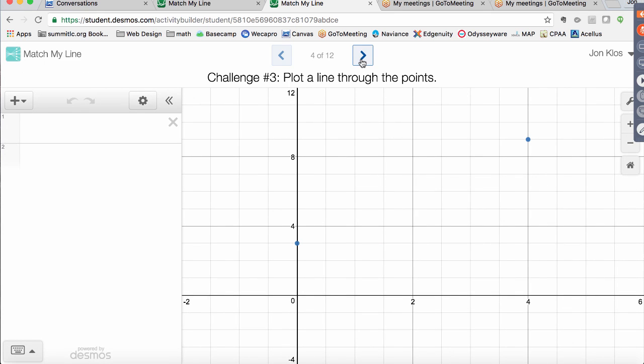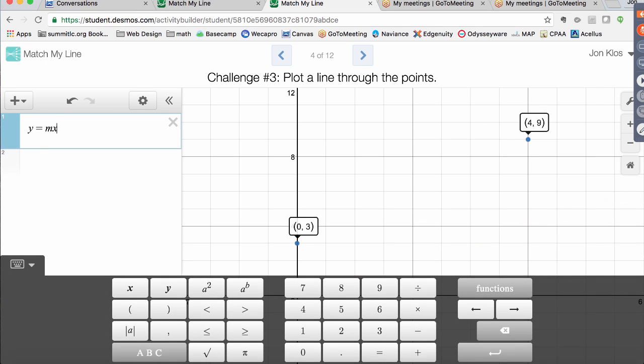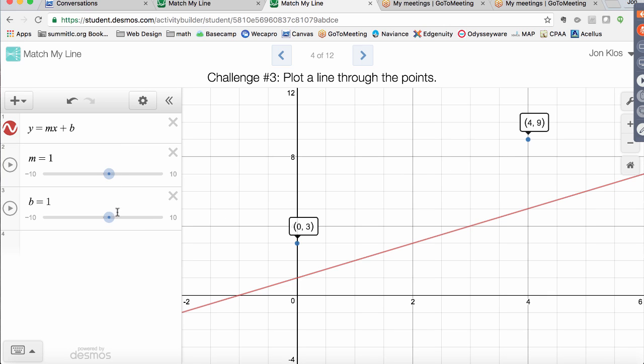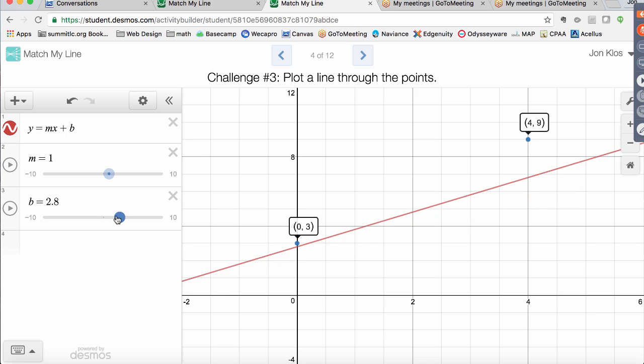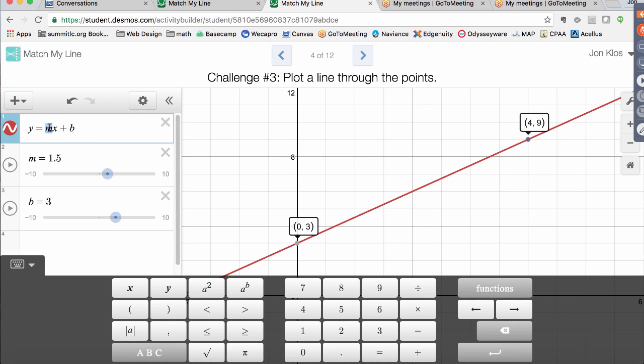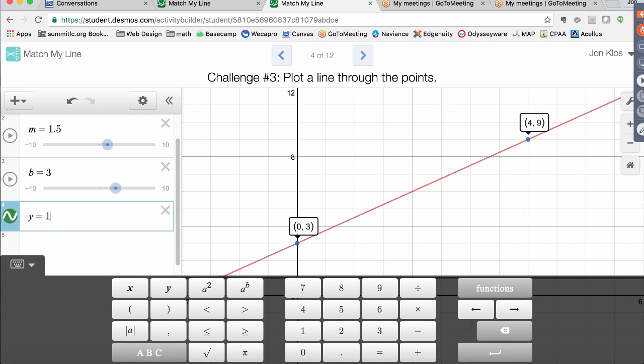So again, now instead of 0, 0, now we've got a point that goes from 0, 3 up here. So you do the same sort of thing, y equals mx plus b. Add your sliders, and then play around a little bit until you get an equation that does what you need to do. I'm going to raise it up, and then play around with my slope. And now I've got my equation right there. So now my value for b is 3, and my value for m is 1.5. So y equals 1.5x plus 3.